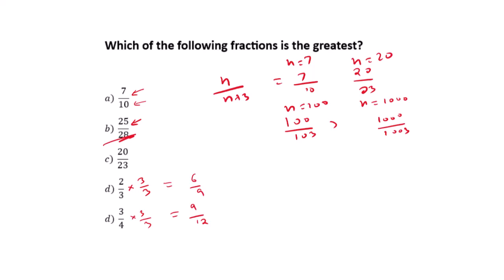So 100 out of 103 becomes 0.97, and then 1000 over 1003 is 0.997. So it gets really close to 1 as n gets bigger. So we have established that as n gets bigger, as the numerator gets larger, the fraction becomes larger too, because it gets closer to 1. So in questions like this where you're seeing a pattern, you can easily establish a pattern, create a sequence and your formula, and then solve them without using a calculator.